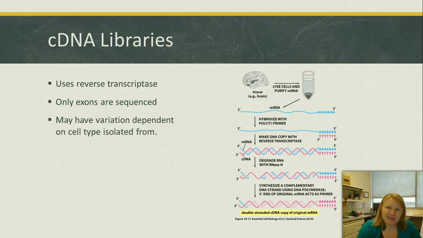That means that the introns are left out, which means that we don't have a full picture of what this gene looks like. Now, that's not always a bad thing. It can be totally useful, especially if you just want to get your protein of interest and you want to make more of it. That's easy to do. But if you want to understand the full complexity of this gene, you're going to need the genomic library, not the cDNA library. So that's why it's important to understand.